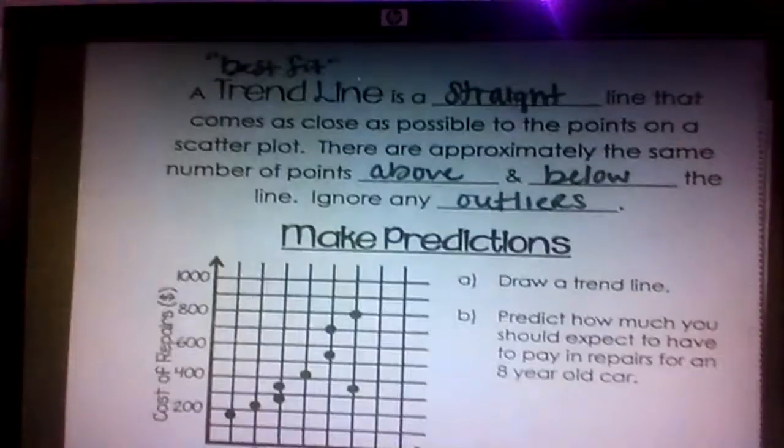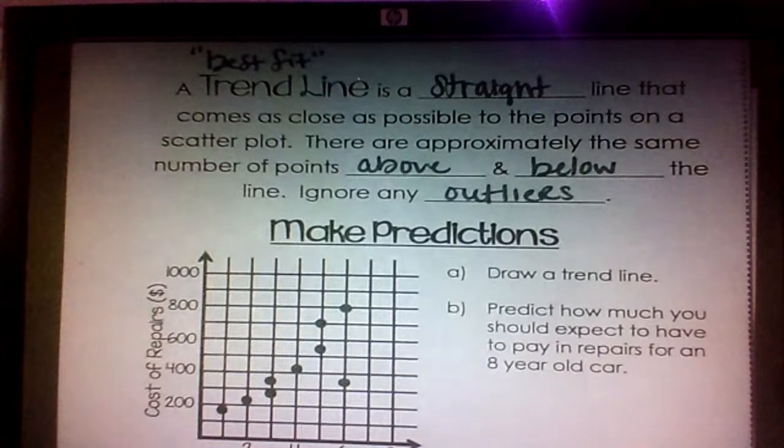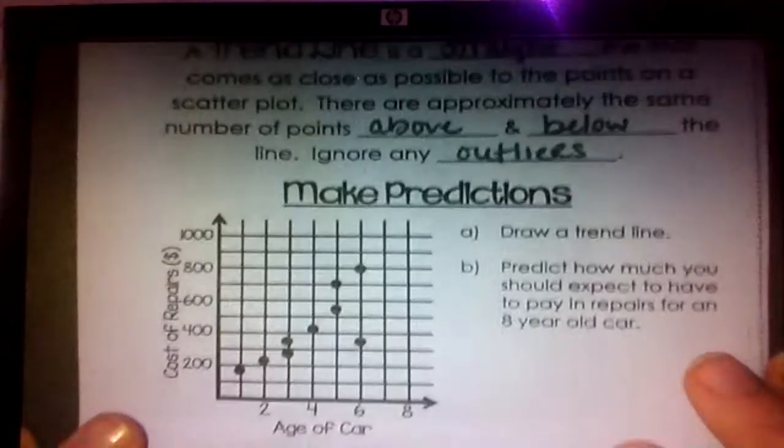Okay, so you can call this your best fit line. A trend line is another way to call your line of best fit. Okay, so they want us to draw a trend line.